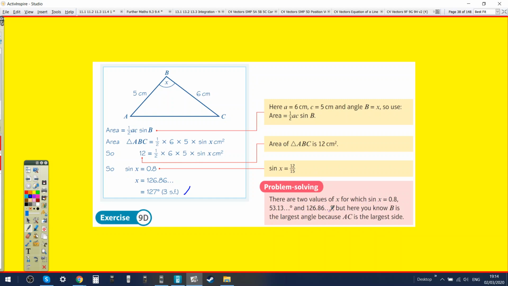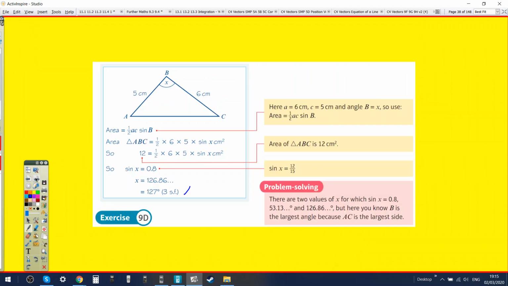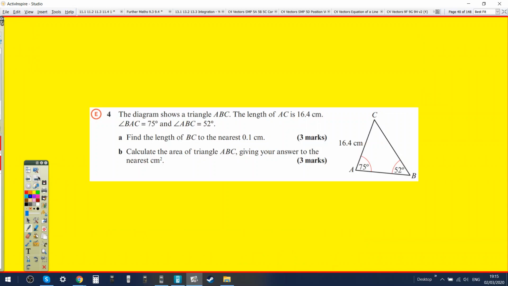You know, B is the largest angle because AC is the largest side. Okay, I suppose. So if it's opposite the largest side, then it must be the largest angle. And for it to be the largest angle, it couldn't be 50 something, because then they wouldn't add up to 180. Yeah. All right, have to watch out for that. I never thought about that.